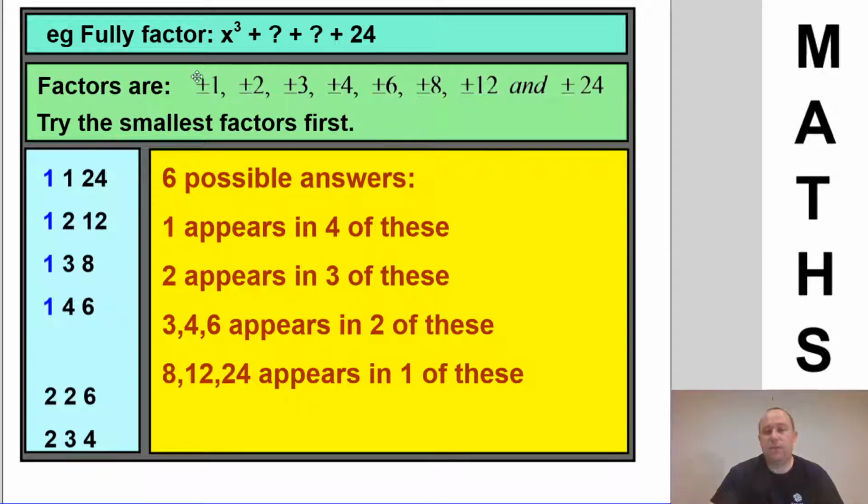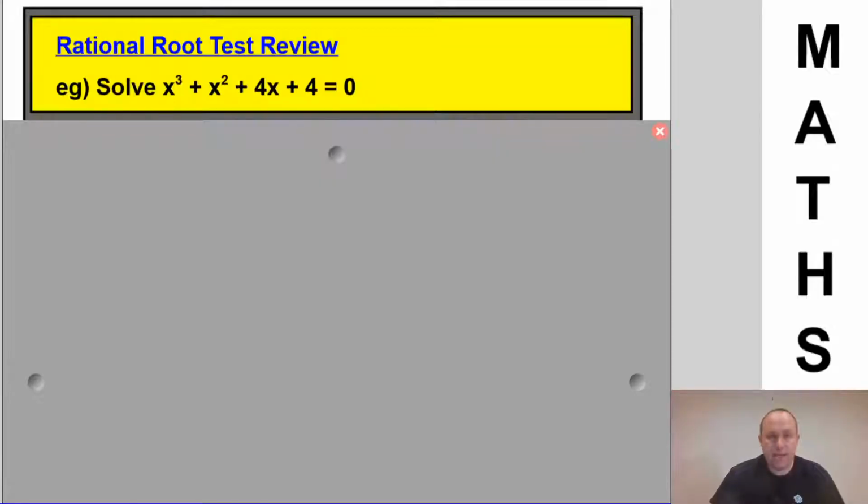And then if positive 1 doesn't work, try negative 1. If that doesn't work, try positive 2, and so on. But that will definitely speed up the questions that you're going to do. Now, there's just one example for this, because most of the steps are things that you've done in the previous lesson. So solve x cubed plus x squared plus 4x plus 4 equals 0.